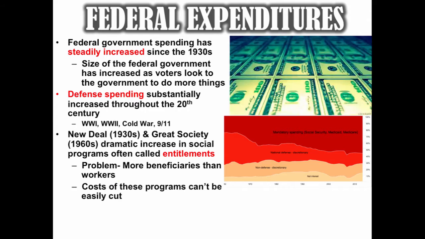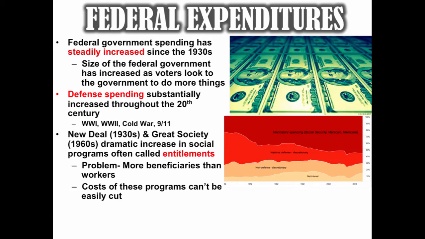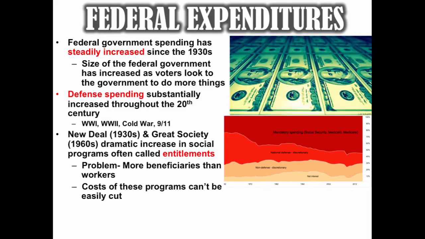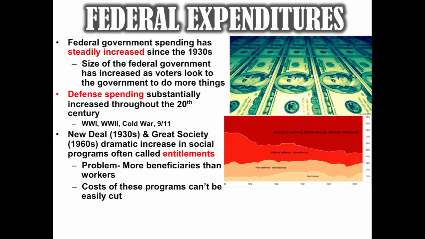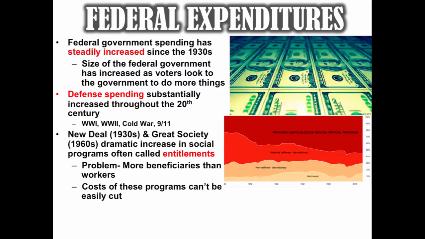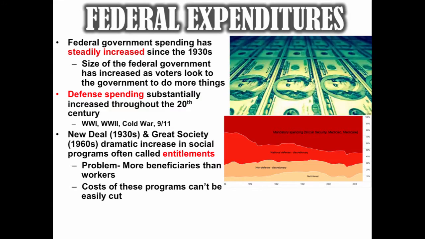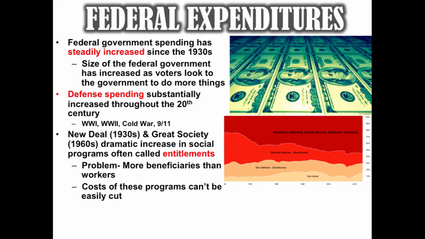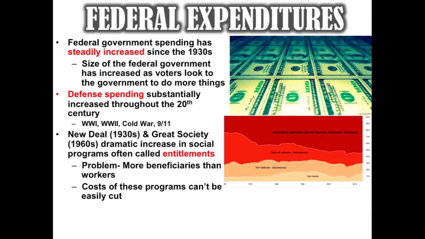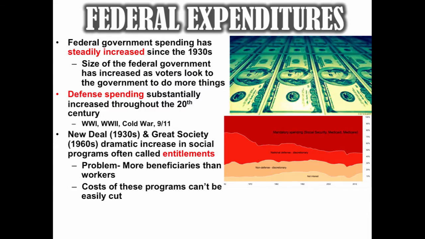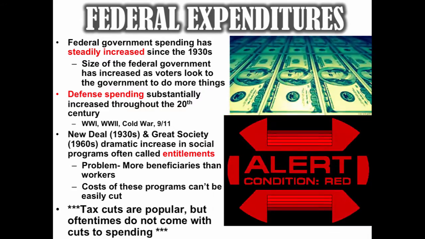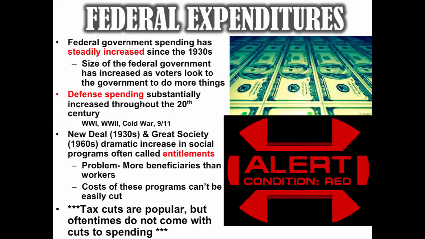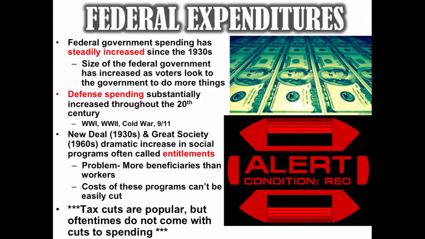Another thing to keep in mind is the cost of these programs can't be easily cut. This is mandatory spending required by law. So for example, lawmakers would have to change the age someone would be eligible to receive Social Security benefits, but they'd have to pass a law. And it's very unpopular for lawmakers to try to change these programs or the eligibility for these programs because there are a lot of voters who benefit from these benefits. So once again, tax cuts are popular, but oftentimes do not come with cuts to spending, and this creates problems and deficits and new challenges.